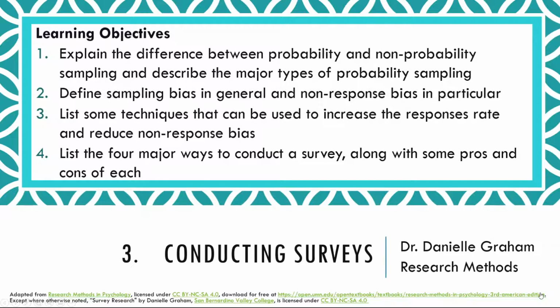3. List some techniques that can be used to increase the response rates and reduce non-response bias. 4. List the 4 major ways to conduct a survey, along with some pros and cons of each. In this section, we consider how to go about conducting a survey. We first consider the issue of sampling, followed by some different methods of actually collecting survey data.